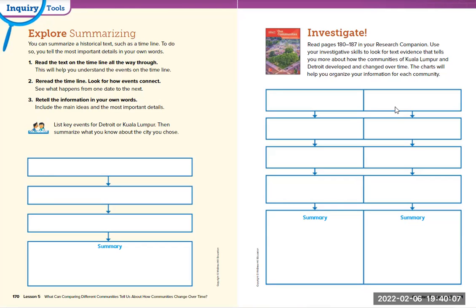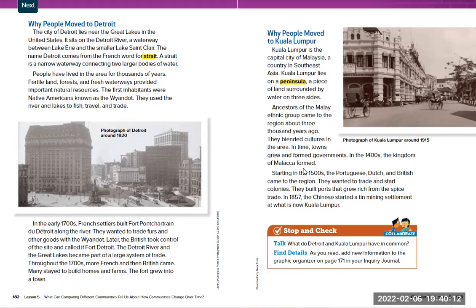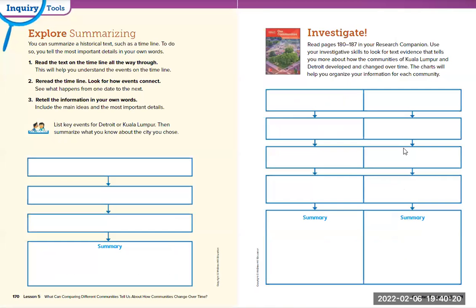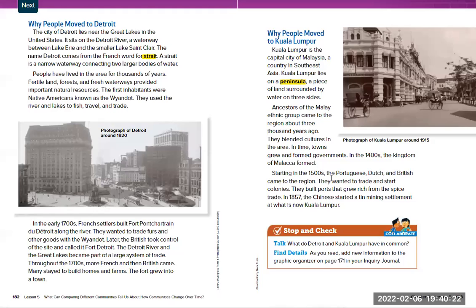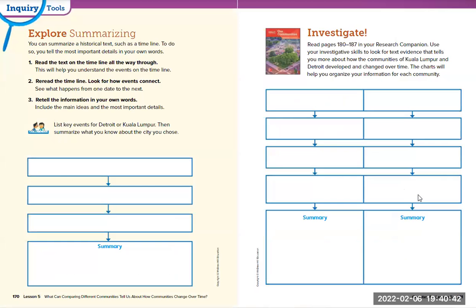Then I could talk about who was there. So because the Kingdom of Malacca was there in the 1400s, and the ethnic group, the Malay ethnic group, were there for around 3,000 years before. I could even then talk about how in the 1500s, the settlers came to build colonies in the region as my third detail. And the last detail I could put would be in 1857, the Chinese started a tin mining settlement in what is now called Kuala Lumpur. So that would be my last detail.